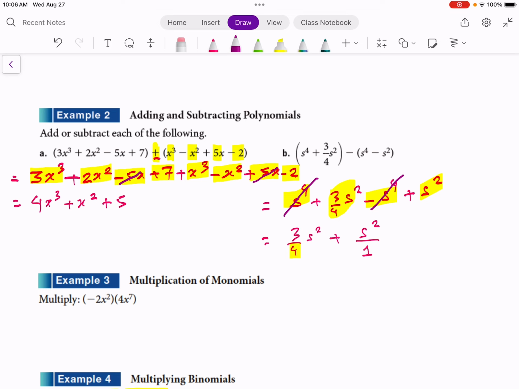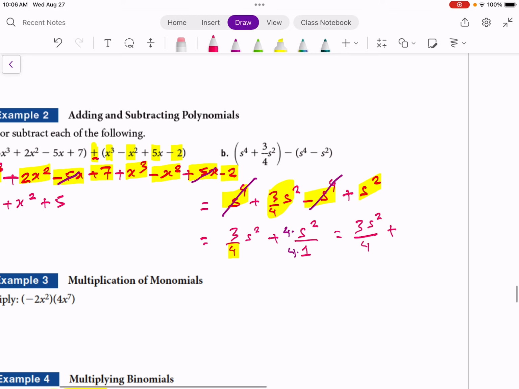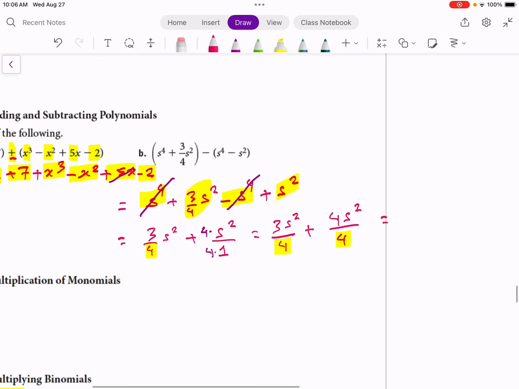We multiply by 4 in the numerator and denominator. And this is 3s square divided by 4, plus we multiply numerator 4 times s square, 4s square, 4 times 1 is 4. Now we have a common denominator. Once you have a common denominator, you can add numerators. So 3s square plus 4s square is 7s square divided by 4. So this is the difference of these two polynomials.